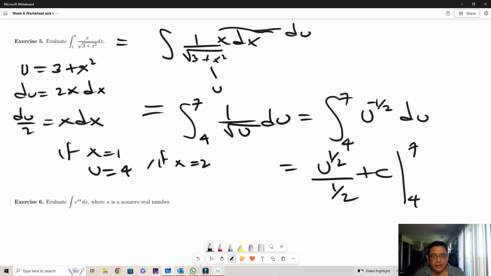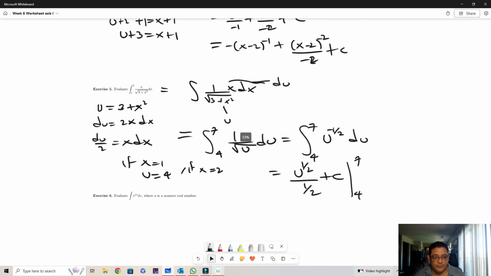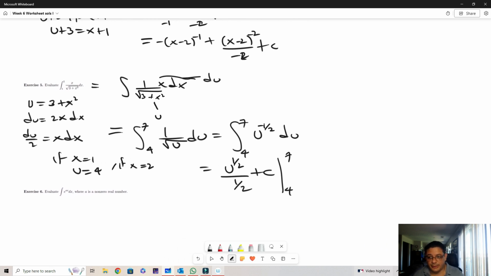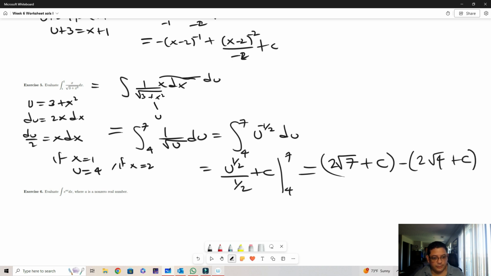And so now here, the difference from before is that I don't need to go back to the original variable, because I just replaced the limits of integration. So I can just plug in the limits of integration and that's it. So this will be 2 square root of 7 plus c, then minus 2 square root of 4 plus c. And so c goes away with c, and this is just 2 factored out of the square root of 7 minus the square root of 4.